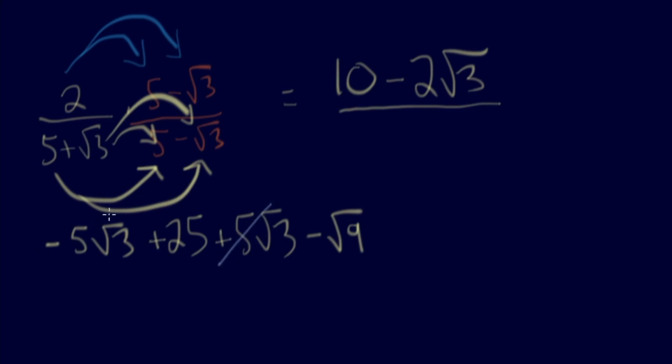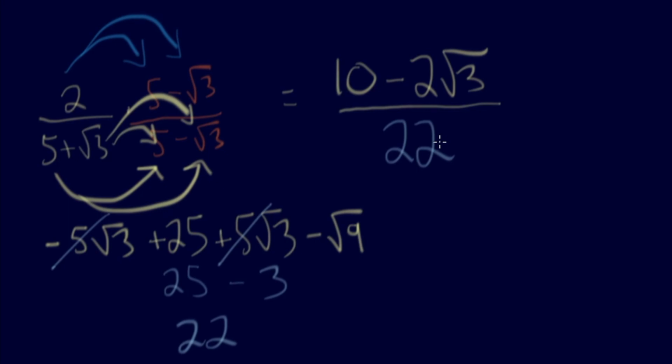So our 5 root 3 and negative 5 root 3 cancel each other out. And here, we just get 25 minus 3. So we would get, in the denominator, 22. So over here, I'll just write 22.